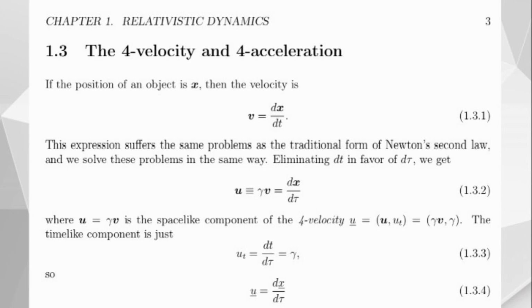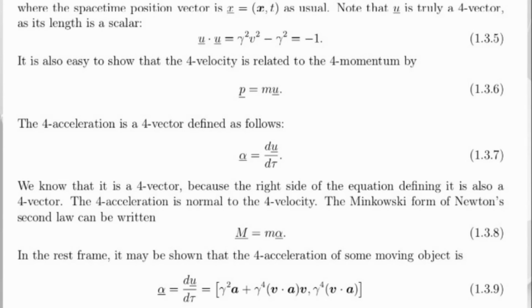When u equals γv is the space-like component of the 4-velocity, the time-like component is just these formulas, where the space-time position vector is x, as usual. Note that u is truly a 4-vector as its length is a scalar. It is also easy to show that the 4-velocity is related to the 4-momentum by this formula. The 4-acceleration is a 4-vector defined as follows. We know that it is a 4-vector because the right side of the equation defining it is also a 4-vector. The 4-acceleration is normal to the 4-velocity.